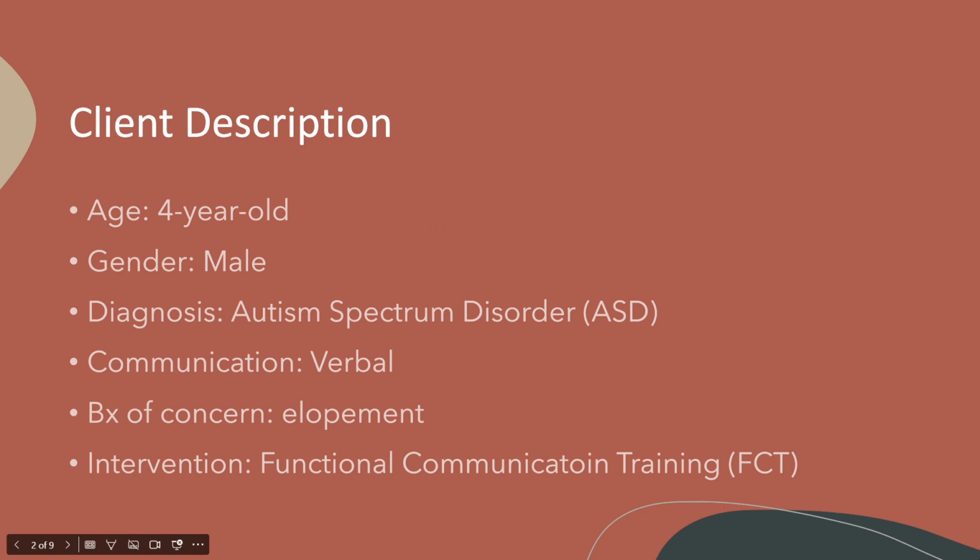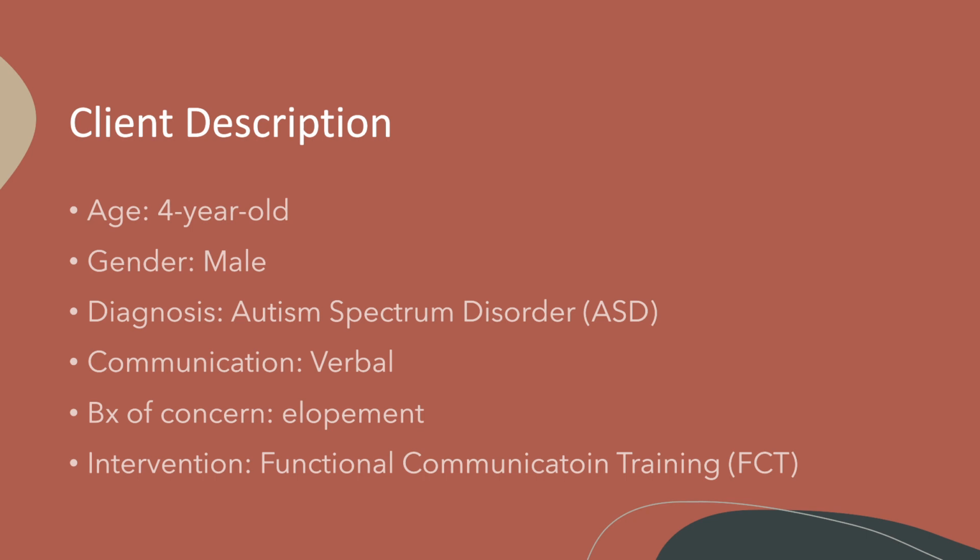Here is a brief overview of client description and background. This client is a 4-year-old male with an autism spectrum disorder diagnosis. He received this diagnosis from his pediatrician when he was a little over 2 years old. He has been with the same ABA company since he was diagnosed. The client uses some full words and vocal approximations to communicate.